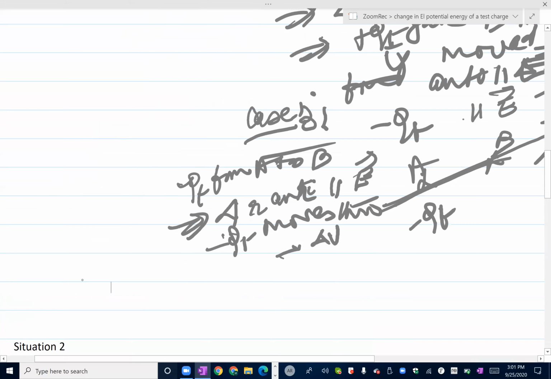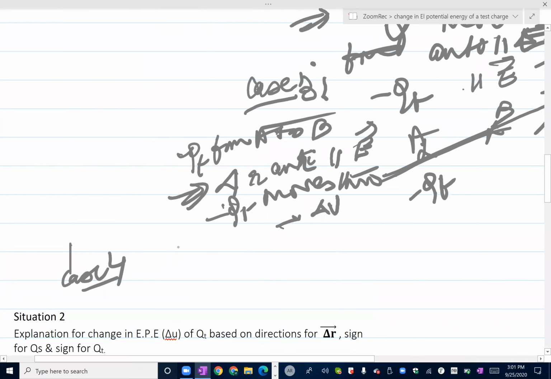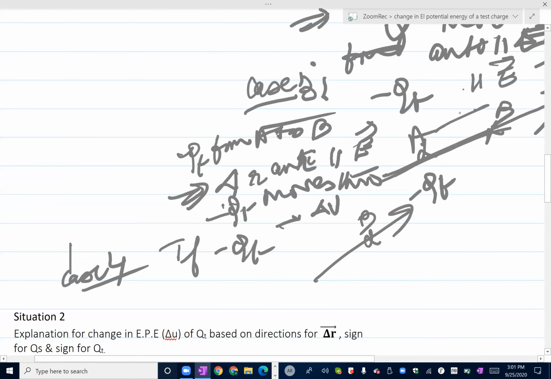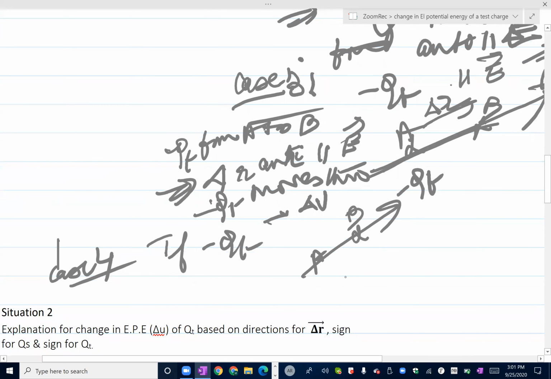Now, case 4, the last one. In case 4, minus QT is carried from B to A. So delta R is anti-parallel to the electric field. This is the electric field, but the carried charge is minus QT, moved from B to A. Now you have to discuss what happens in this case.